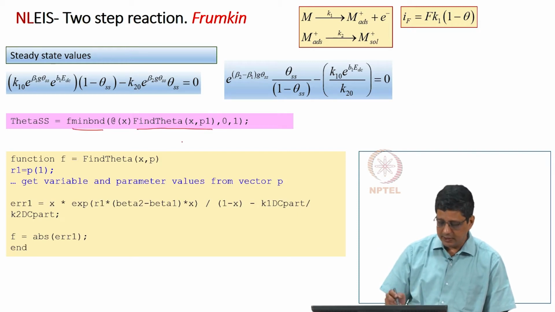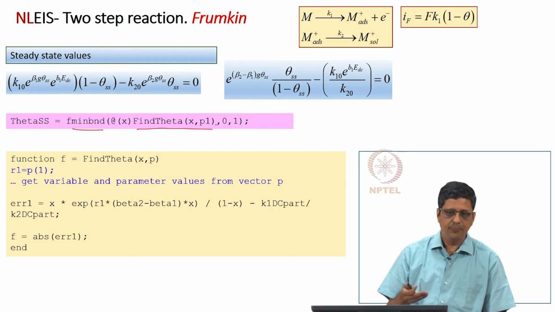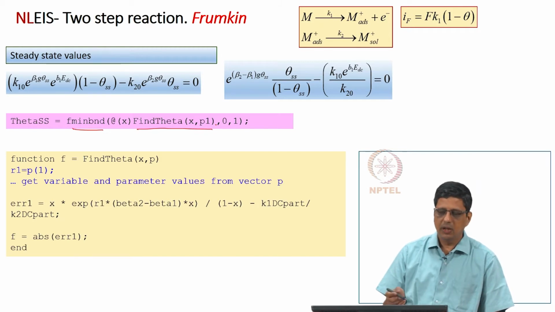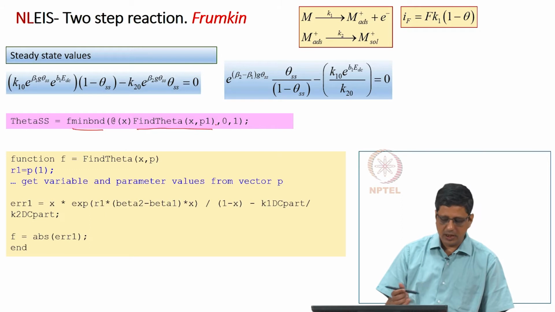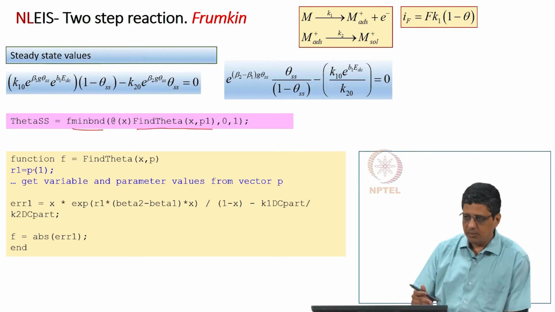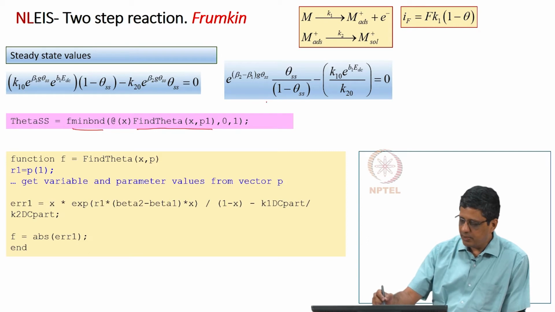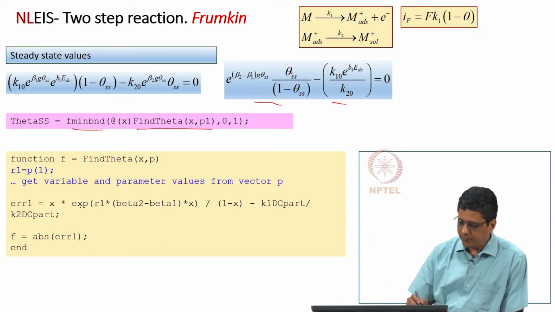and say find theta. We set the parameters. If I want to change the value of k1 0, b1, k2 0, gamma or g, well, gamma is not relevant here. If I have to change g, beta 1, beta 2, etc., I can pass it using the vector p1. So, we can get the variable and parameter values in the first few steps. I am not showing all of them here because of space. And then we define something called error. Error is term A minus term B. This is theta divided by 1 minus theta exponential of g beta 2 minus beta 1 into theta.